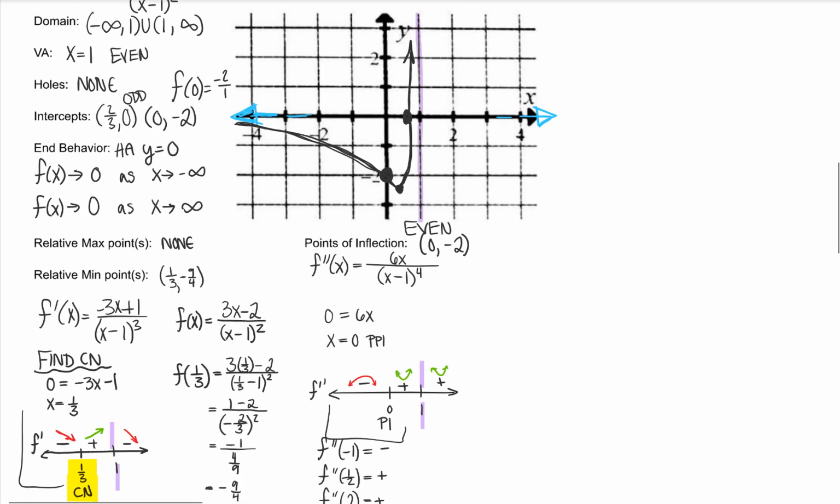Because this is an even vertical asymptote, we know this side will also go up. It will have the same behavior. We know that from 1 to infinity, we are decreasing but concave up. And our horizontal asymptote guides us the rest of the way.